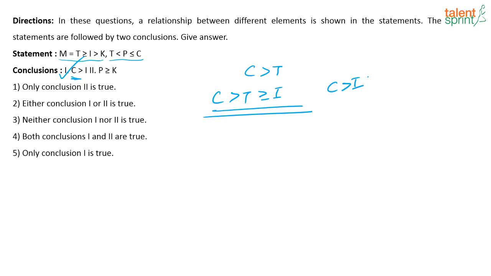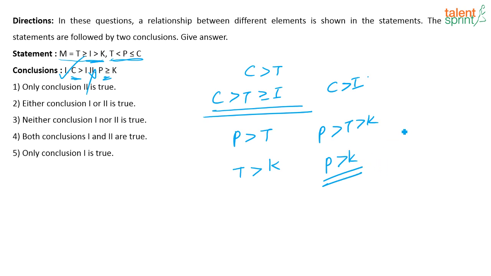Now next conclusion is to find the relationship between P and K. See, using this part, you know P is greater than T, and here you know T is greater than K. Now, if I combine, what do I get? I get P greater than T greater than K, or I can say P is greater than K. So very clearly I know P is not greater than or equal to K. So again this conclusion does not follow, right? I know for sure P is greater than K.